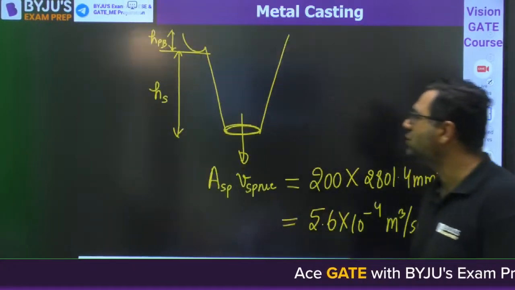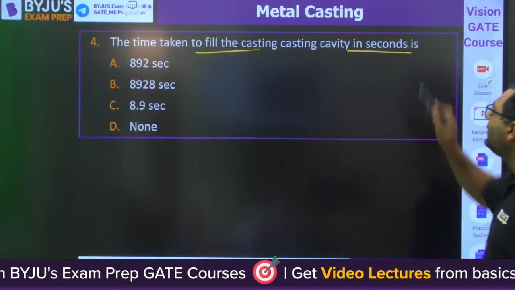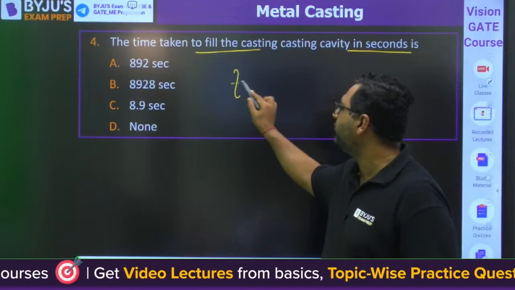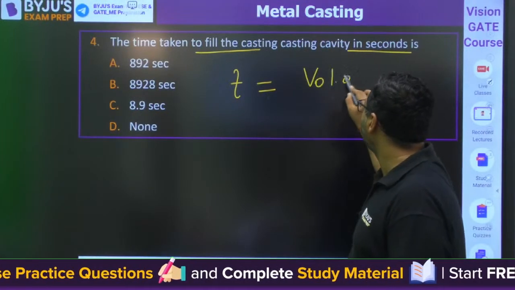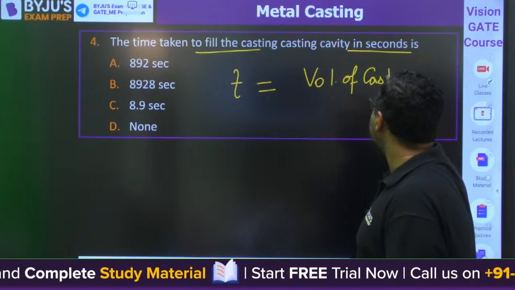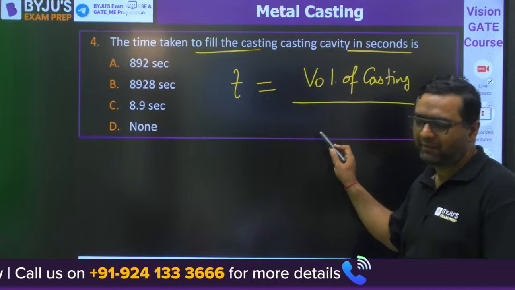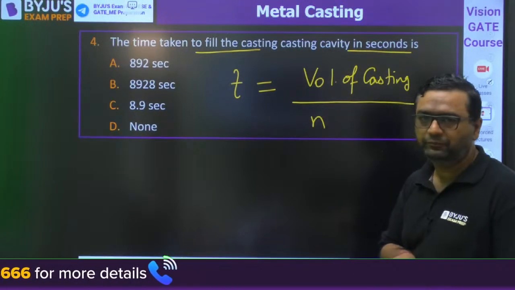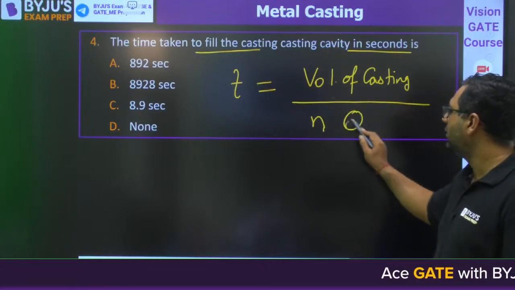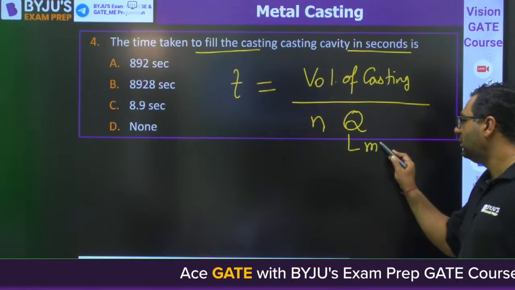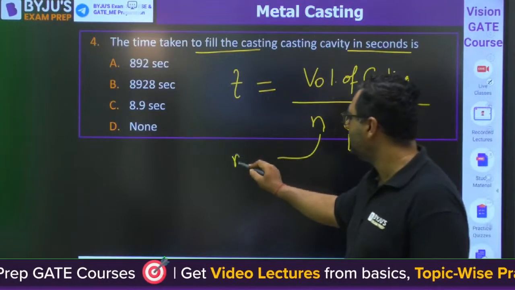Okay. So next question, the same question. The second part is the time taken to fill the casting in seconds. So here you need to find out the time. You already know that time will be volume of casting divided by, here you would be having the number of ingates and you would be having the flow rate, because flow rate is mm cube per second. This is the number of ingates.